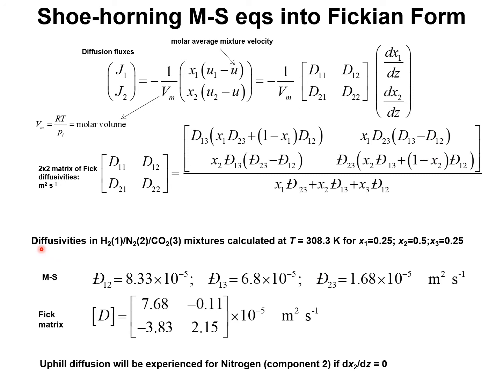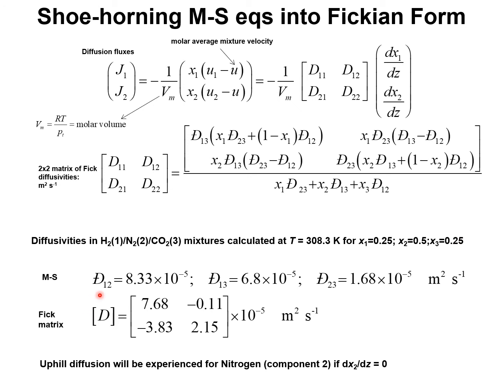As an example, let us consider a ternary mixture consisting of hydrogen, component 1, nitrogen, component 2, carbon dioxide, component 3, and calculate the diffusivities at a temperature of 308 Kelvin at the mole fractions x1 equals 0.25, x2 equals 0.5, and x3 equals 0.25.